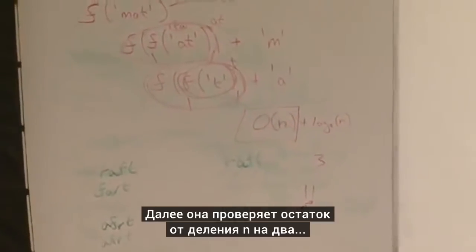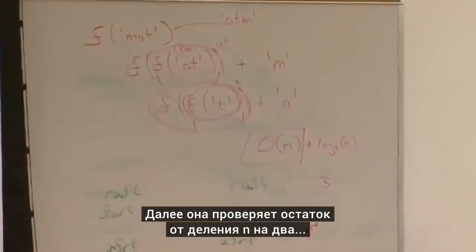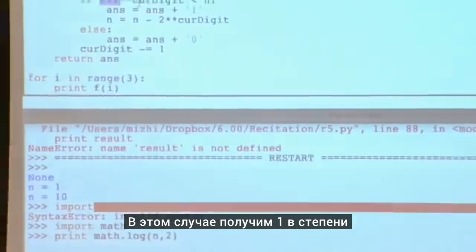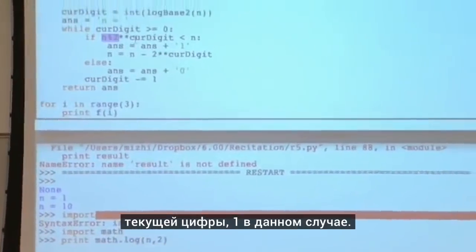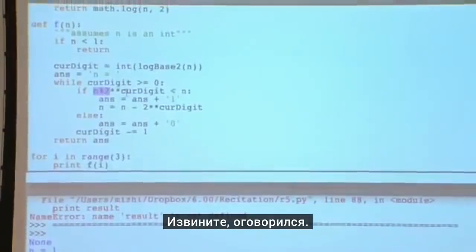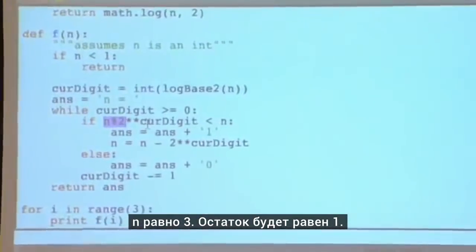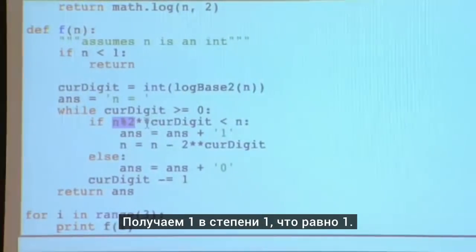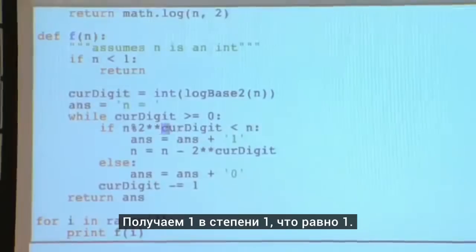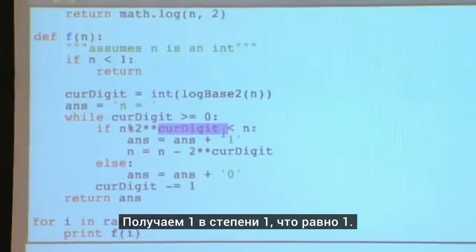And all it does is say if my n mod 2, so I'm checking to see if it's odd or even, like it's going to be 1 or 0. In this case, it's going to be 1 to the power of the current digit, which in this case is 1, or I'm sorry, I misspoke, n is 3. So the remainder is going to be 1. In this case, 1 to the power of 1 is going to be 1.